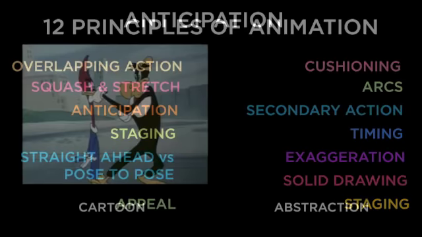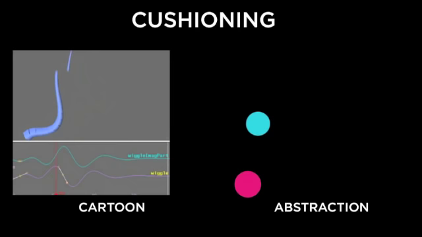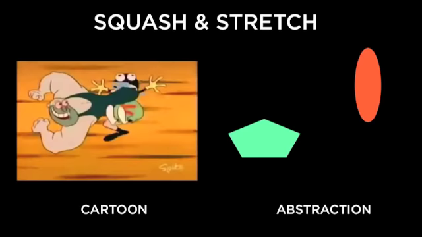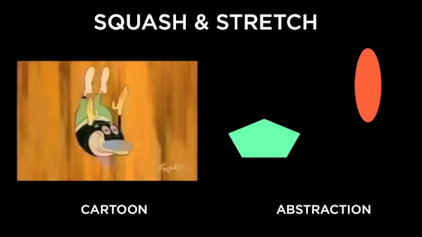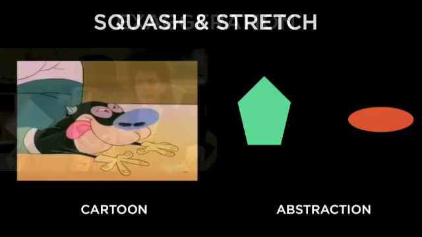Things like anticipation, an anti-action, or a wind-up to prepare for a bigger action. Cushioning or easing to make actions feel organic and natural. Squash and stretch, preserving volume and distorting form. And exaggeration for clarity.